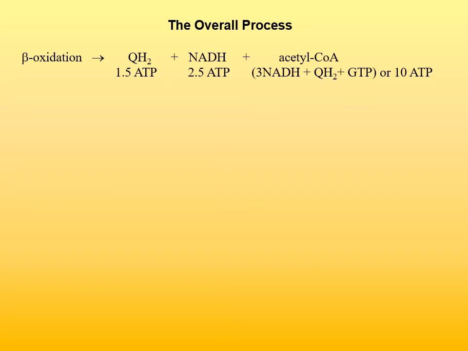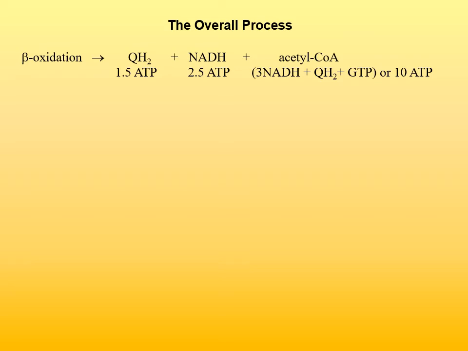When we consider the overall process, each cycle of beta oxidation generates 1 molecule of dihydroubiquinone, 1 molecule of NADH, and 1 molecule of acetyl coenzyme A. Dihydroubiquinone, in the course of oxidative phosphorylation, generates 1.5 molecules of ATP. A molecule of NADH, in the course of oxidative phosphorylation, generates 2.5 molecules of ATP. And finally, acetyl coenzyme A enters the citric acid cycle.